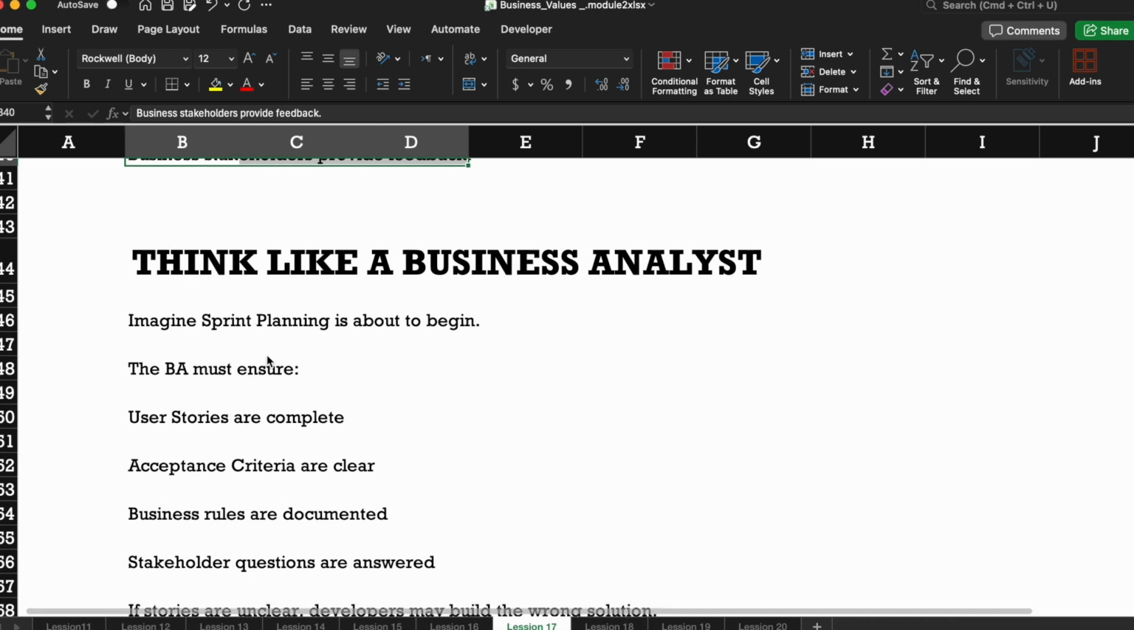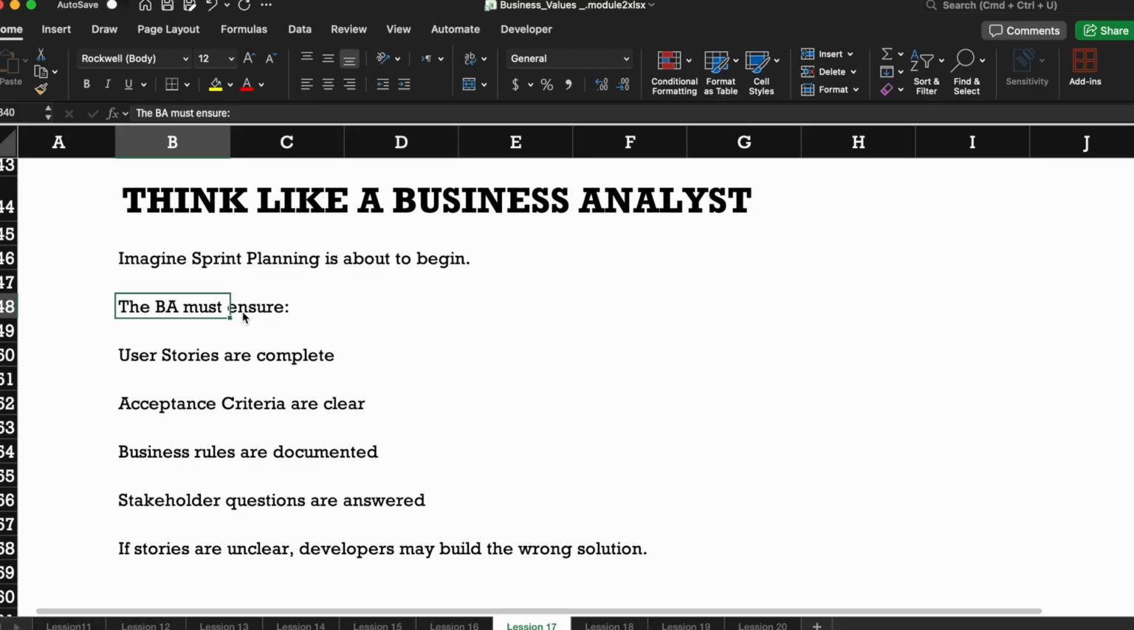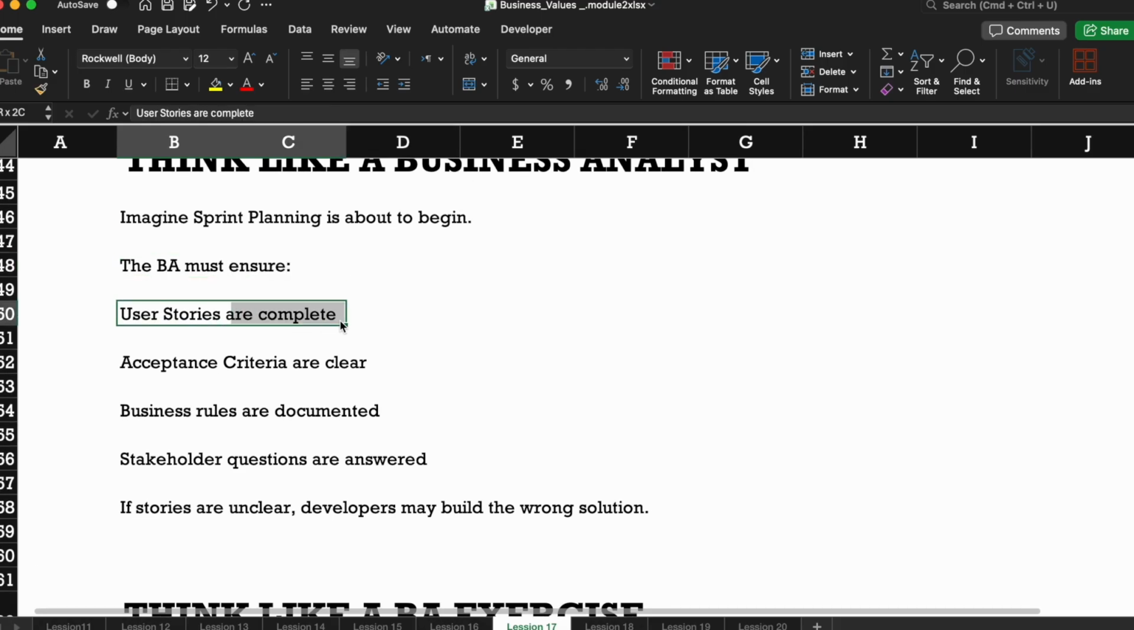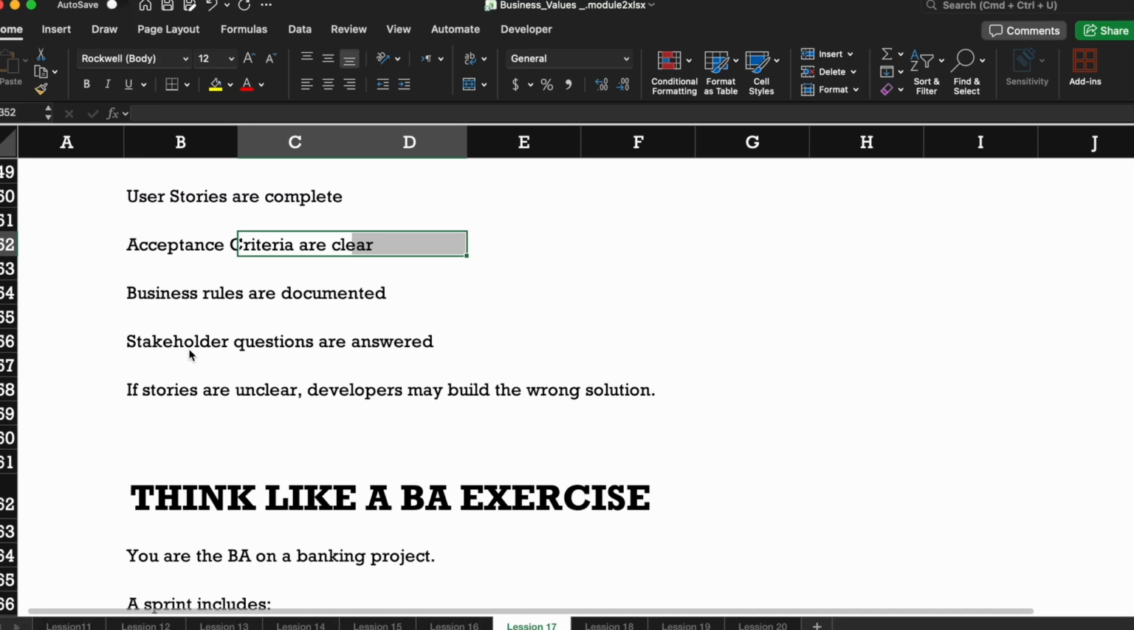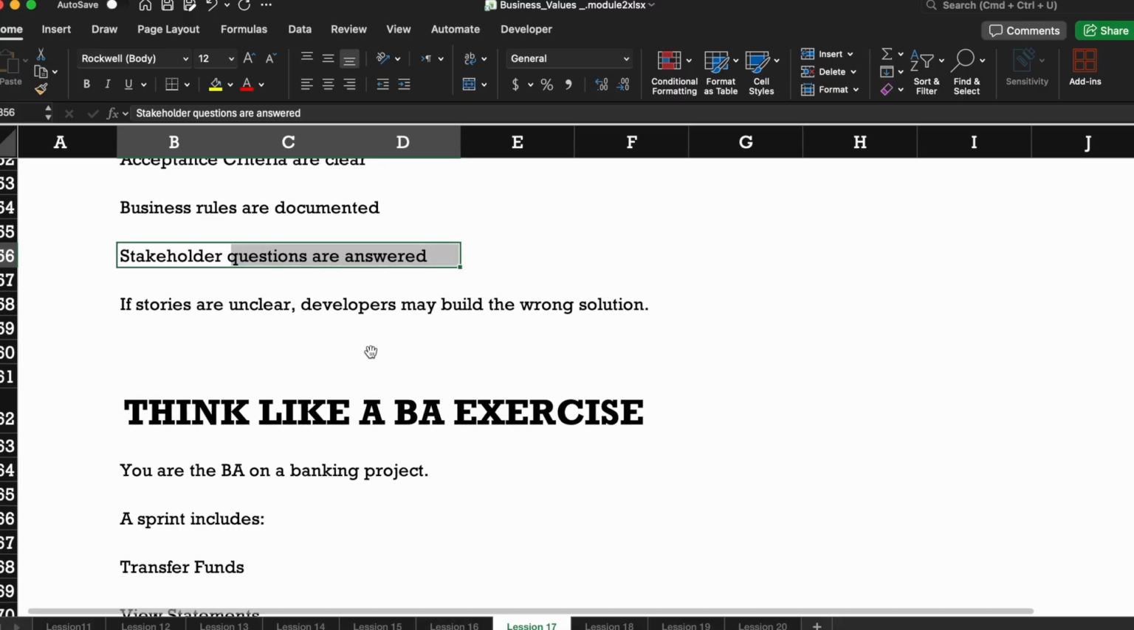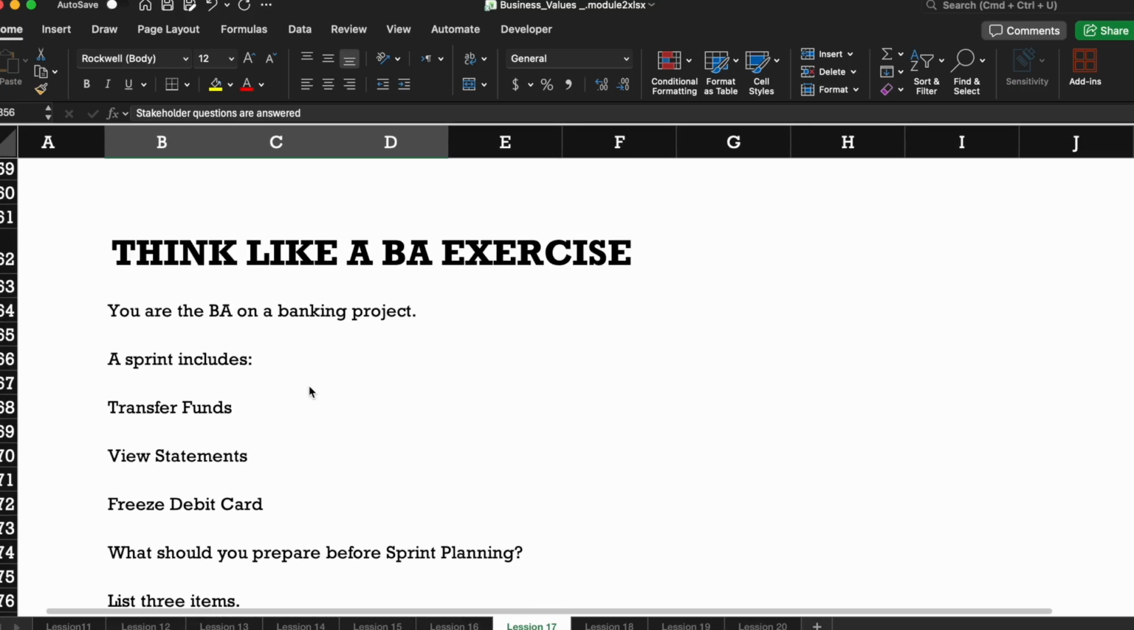Imagine sprint planning is about to begin. The BA must ensure user stories are complete and groomed, acceptance criteria are clear, business rules are documented, and stakeholder questions are answered. If the stories are unclear, developers may build the wrong solution, right? So think like a BA exercise.